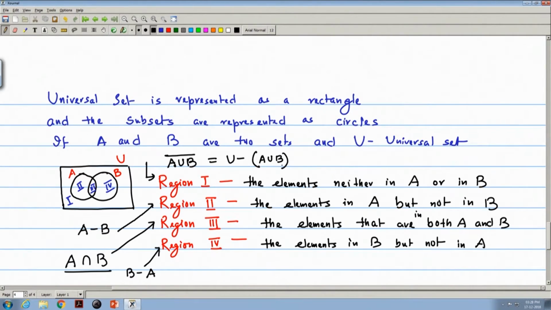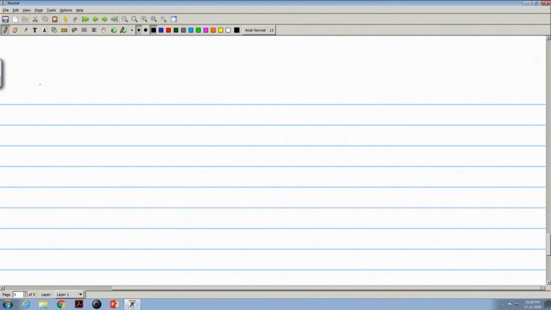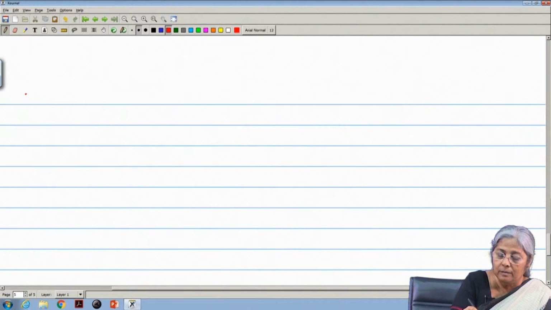So, the different regions represent the different sets or the different operations on sets, like A union B, A intersection B, set difference A minus B or B minus A, or the complement of the union of two sets. Normally we can use the picture in this way. Let us see more examples on Venn diagrams.